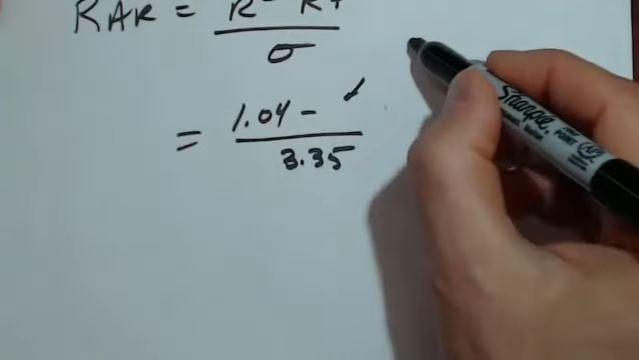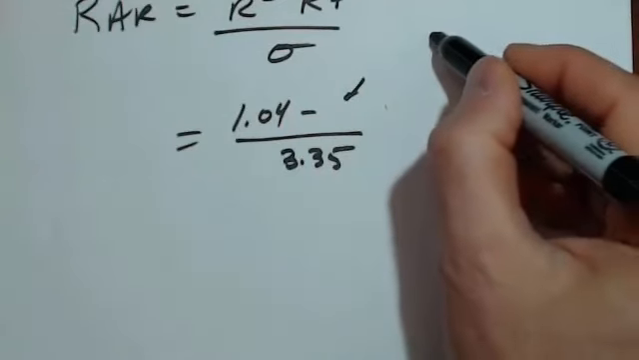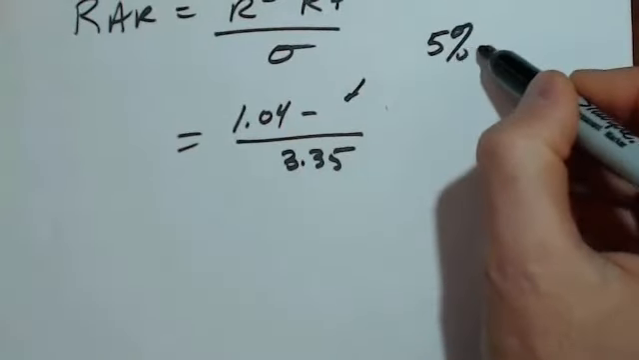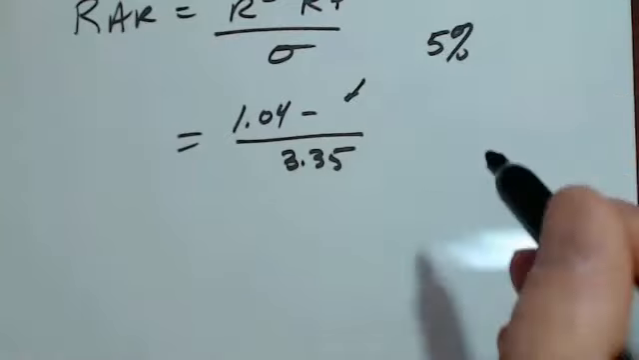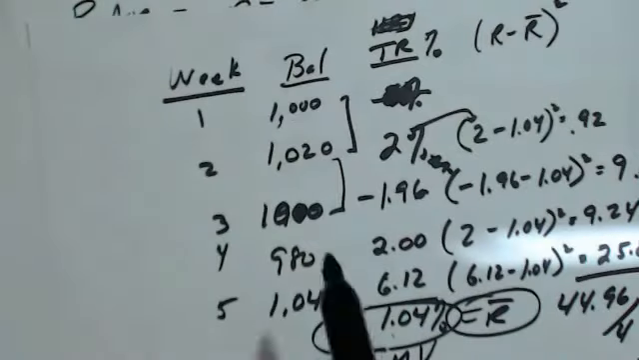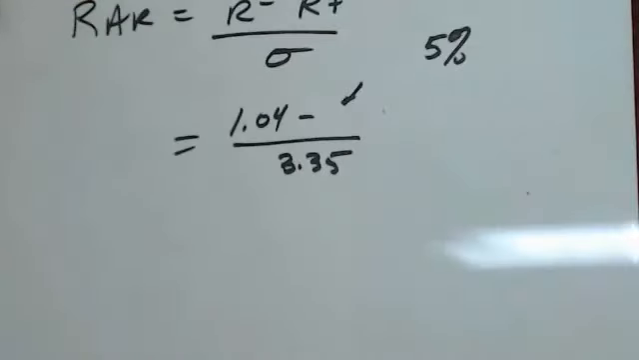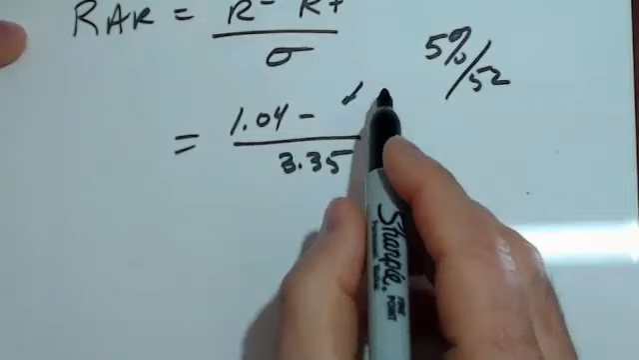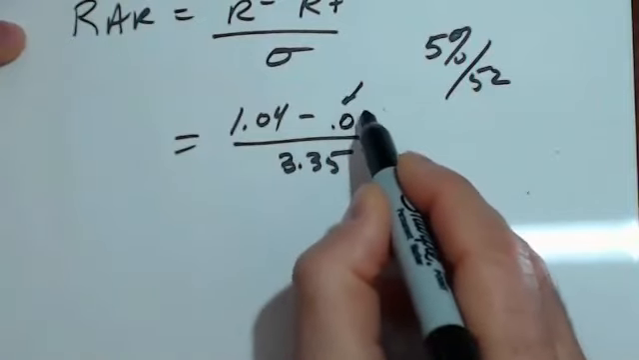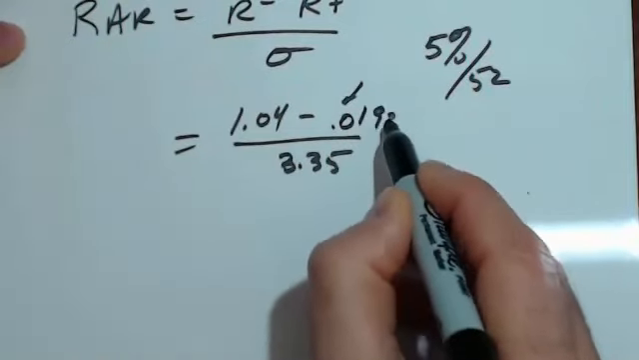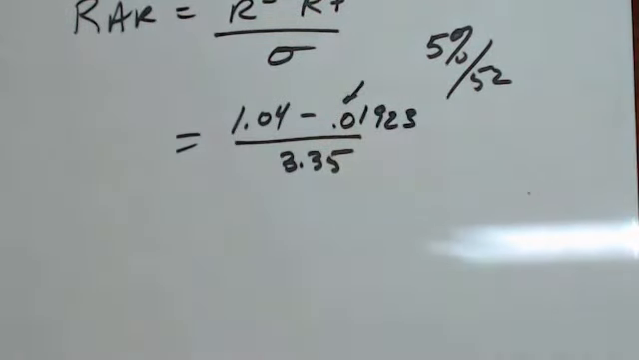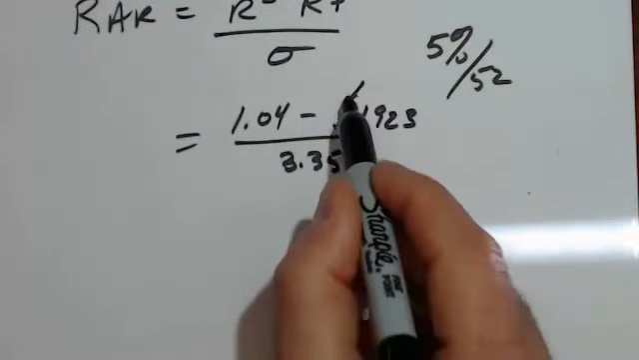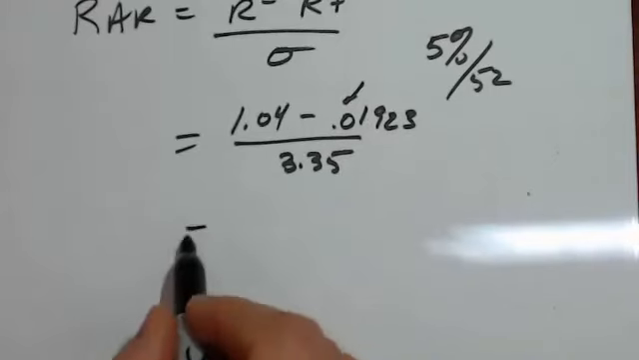Well, the risk-free rate on average was 5%, but that's on an annual basis. We're on a weekly basis because our portfolio balances were done each week. So we just need to take that 5% and divide it by 52 weeks. And so your risk-free rate on average is 0.01923% per week.